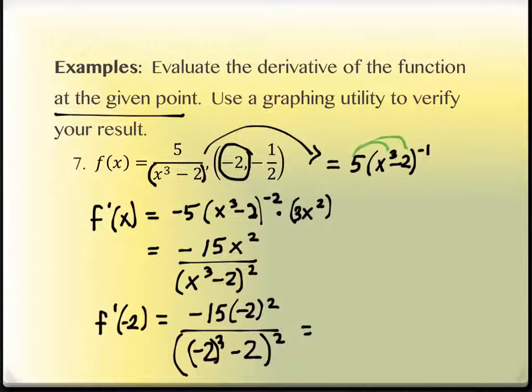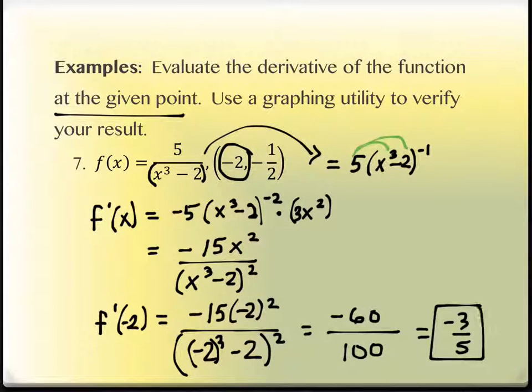All right, so on the top, when I square negative 2, I get positive 4, and then negative 15 times positive 4 should be negative 60. Good. Negative 2 cubed is negative 8. Negative 8 minus 2 is negative 10, and negative 10 squared is 100. So if we simplify this, what are we going to get? Negative 6/10, which is negative 3/5. Does that look good? Okay.